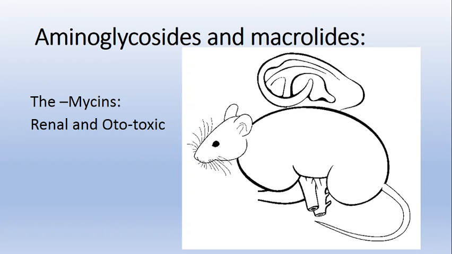Aminoglycosides or macrolides end with mycin. If you think of the mycin mouse with the kidney body and the ear on top, remember that they're renal and ototoxic.